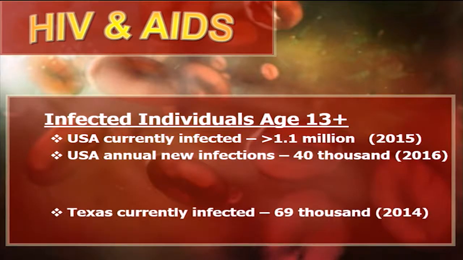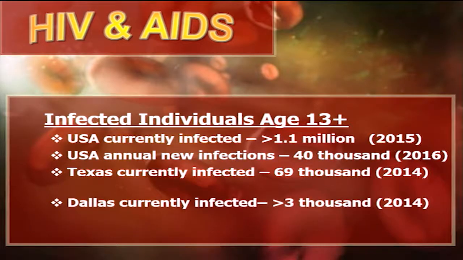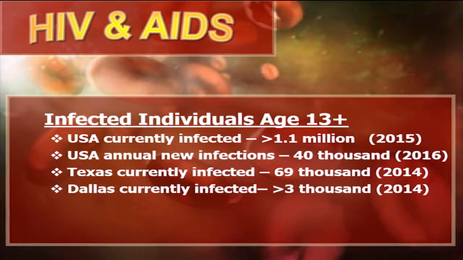In the U.S., there is currently an infection of 1.1 million. This is actually down from 2014, which was 1.2 million. The USA annual new infections are 40,000 as of 2016. In Texas, as of 2014, there's 69,000 infected. In Dallas, currently 3,000. Texas is not the highest, but it's second highest. Not as far as states, but as far as infection rates. California is higher rate, but Texas is way up there.